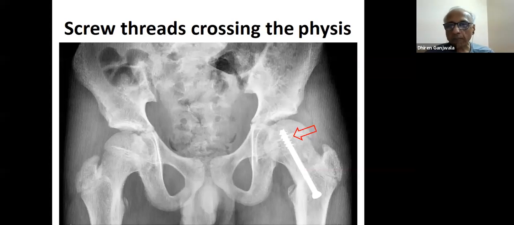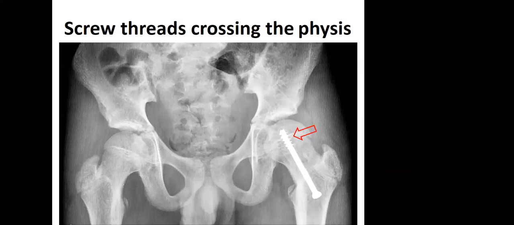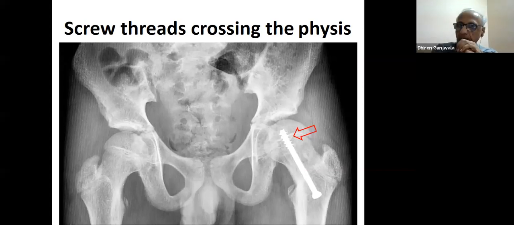Now, what is your comment about the threads of the screw? They are crossing the physis. Is it okay or is it not okay? It's okay, sir. Ideally, the screw should be fully threaded. The question is, if you really want to compress the fracture site, in that case the screw threads should not cross the physis. Then only you will have a lag effect. But here it is crossing the physis. Why?